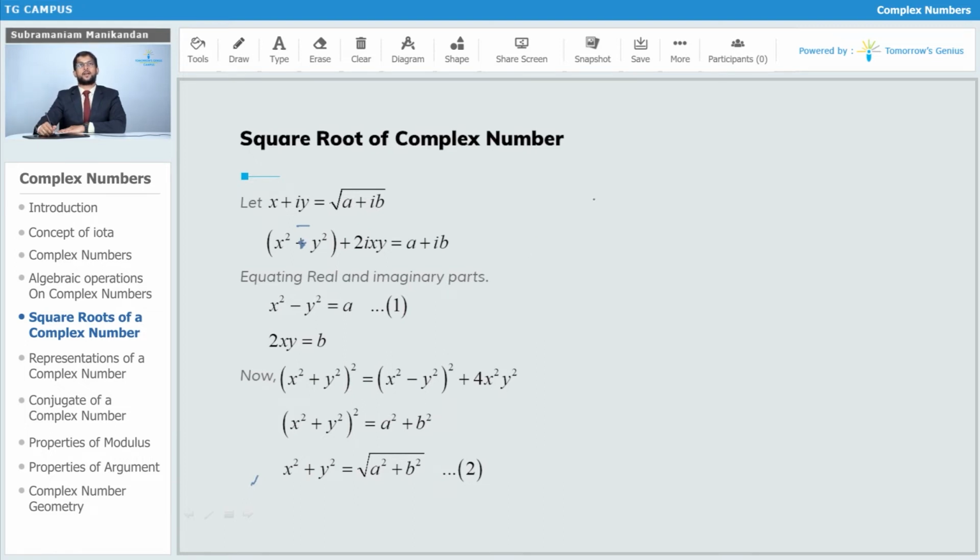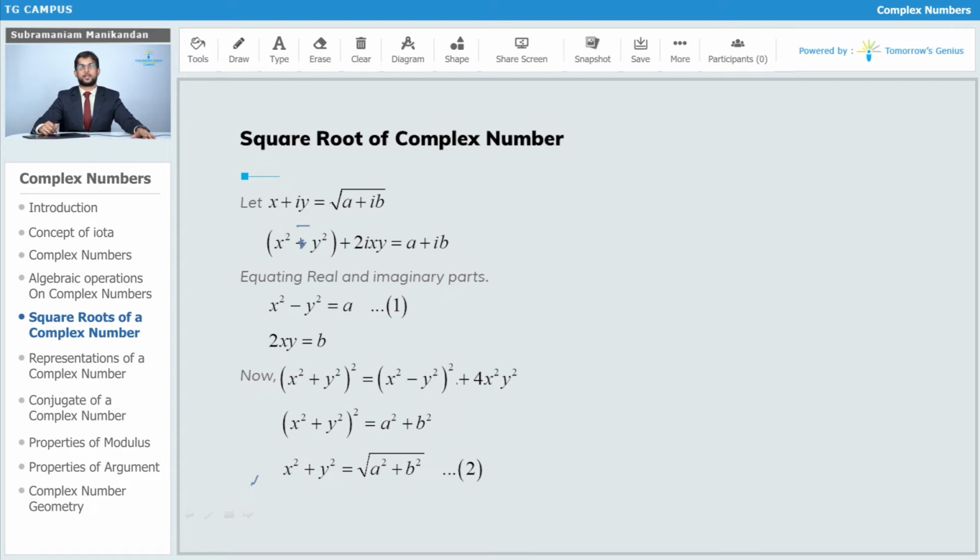Now in order to find x and y, what do we have to do? We have to first find x square plus y square so that we are able to isolate x square and then take its square root. So we use the algebraic identity that x square plus y square the whole square is equal to x square minus y square the whole square plus 4x square y square. Now how do we get 4x square y square? Well, by the first step of comparison, we got a as x square minus y square and b as 2xy.